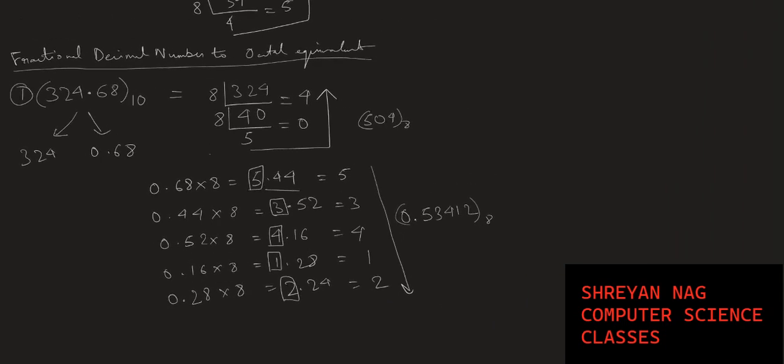So add these two parts. So ultimately you are getting 504.53412 base 8. So that is the fractional decimal number to octal equivalent.